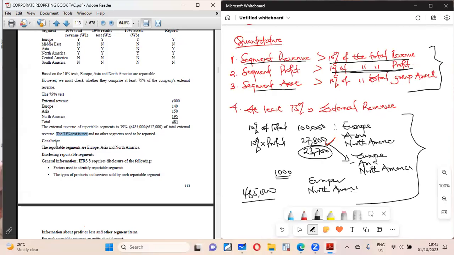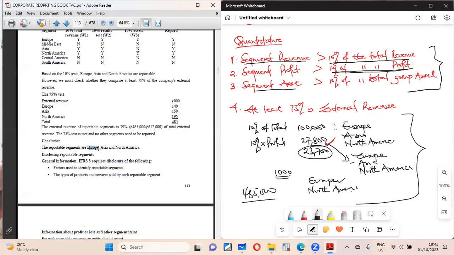So in conclusion, the operating segments in this entity should be reported separately. So after you have done your consolidated accounts, you need to report on these ones separately. That is what we mean by disclosure. You report them separately because they passed the test. They passed the 10% test and they've passed the 75% test.